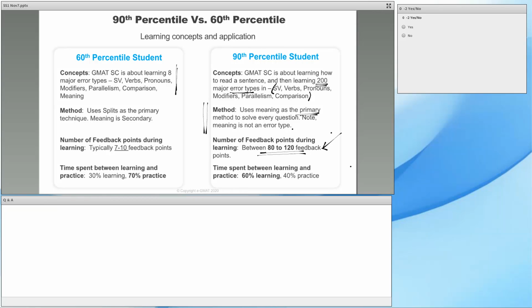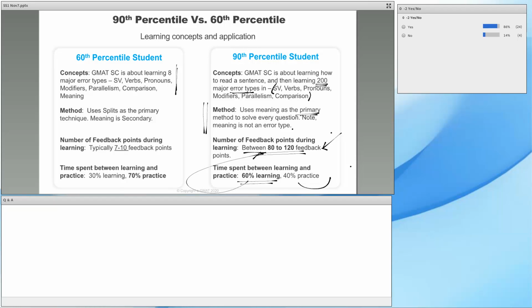These are personalized to point out gaps in his preparation. And he doesn't practice as many questions. He actually spends way more time learning. Why? Because based on these feedback points, he's doing course correction, which means he doesn't need that much practice. He doesn't need to solve that many questions to get to that 90th percentile. So overall, a 90th percentile student, even though he's learning the same content, is preparing very differently.